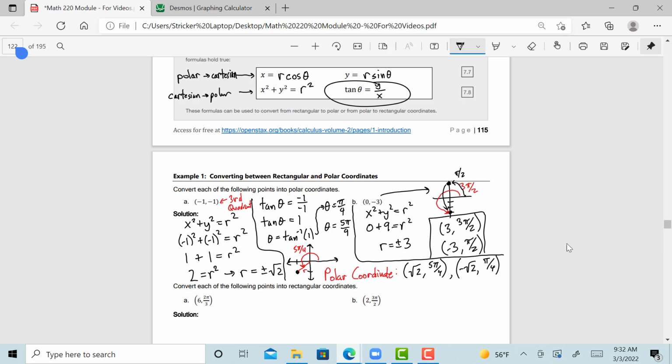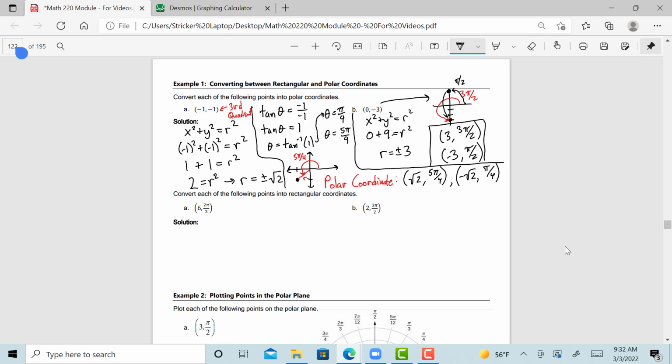And let's go ahead and move on to the second part of this. The second part is convert each of the following points into rectangular coordinates. So now we're going to go the opposite way. So we have 6 comma 2 pi over 3. Well, the 6 is r, so r equals 6, and theta is equal to 2 pi over 3. And so we're going to use our 2 formulas. We know that x equals r cosine theta, and y is equal to r sine theta, and we plug in those values.